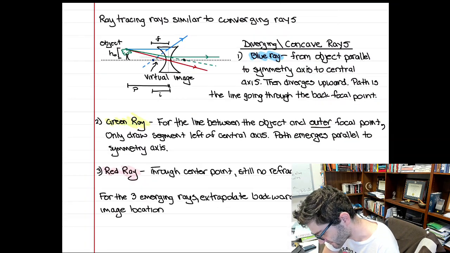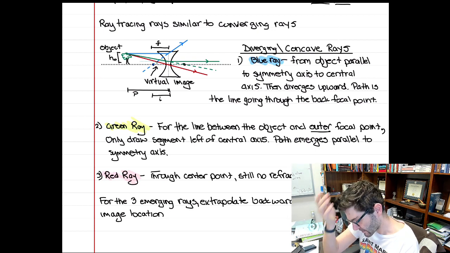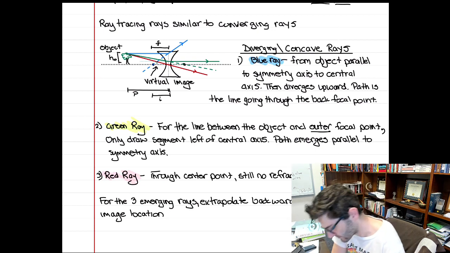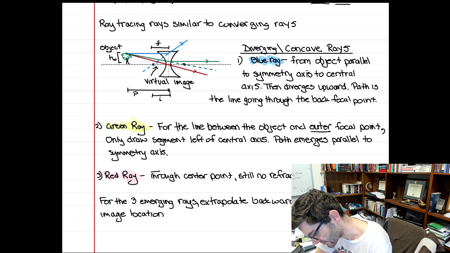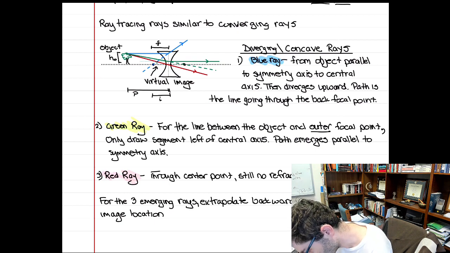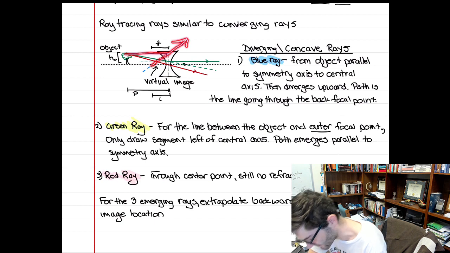So then ray tracing ends up being very, very similar, with slightly altered rules. Again, I have the object, I have the focal points, then I have my lens, which in this case is a diverging lens. So the blue one, remember for concave, it was come in at a horizontal line, go towards the focal point. For diverging, it's come in at a horizontal line and diverge away as if it was coming from the back focal point.